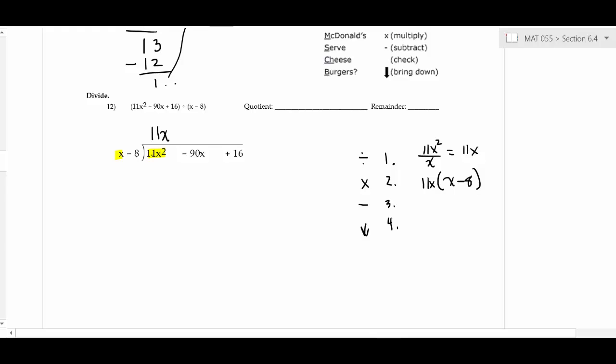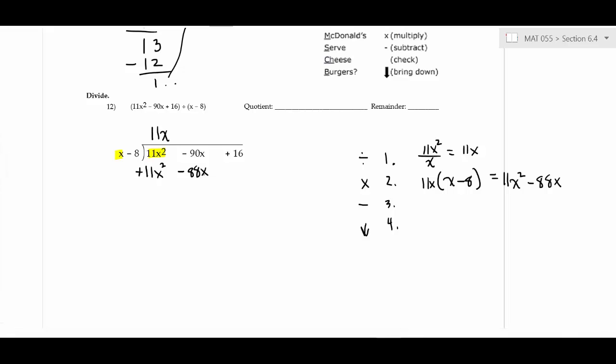So you are doing a distributive property. You take this times the whole thing. So what does that give? 11x squared minus 88x. Okay, write it down. Now I would recommend that you put a plus 11x squared minus 88x like that. So we've done 2 steps. Okay, does that make sense?